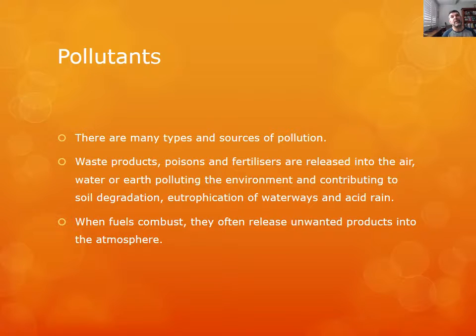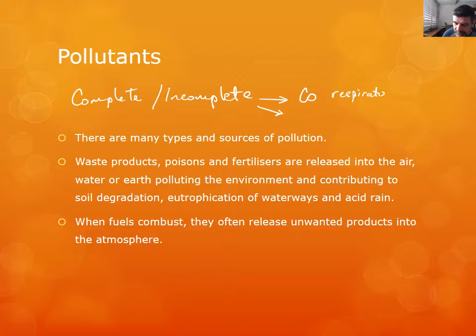One of the problems that we have, of course, when things start to combust is that they can release different types of pollution. Now, we looked at the difference between complete and incomplete combustion in one of the earlier videos. And one of the problems with incomplete combustion is we get two forms of pollutants, one of which is a respiratory irritant. In fact, both can be regarded as respiratory irritants.